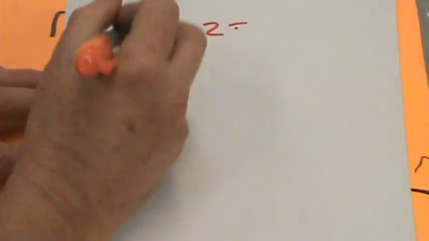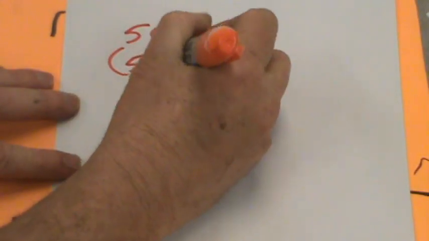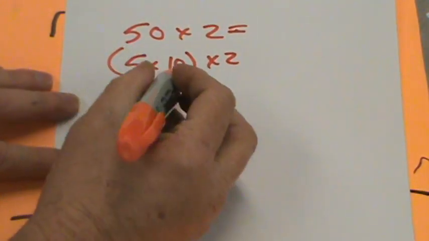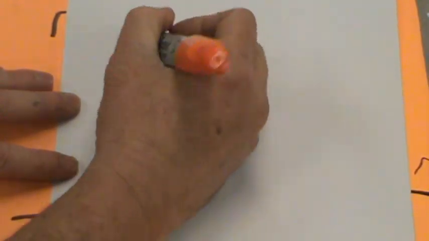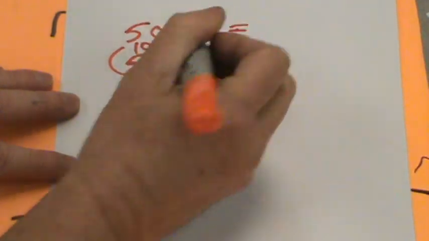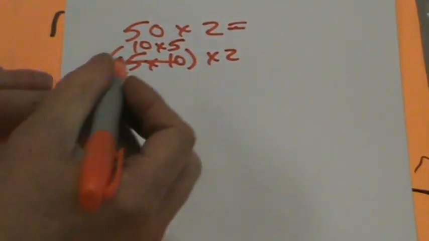What are we going to break the 50 into? We're going to break it into 5 times 10, right? 5 times 10 times 2. Well, let's see what we can do here. We have 5 times 10 times 2. Actually, I'm going to go 10 times 5, right? That makes it a little easier.